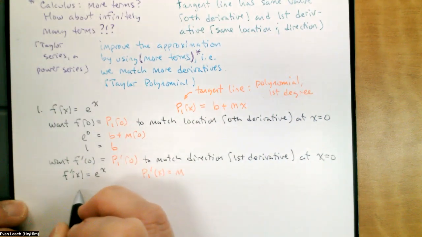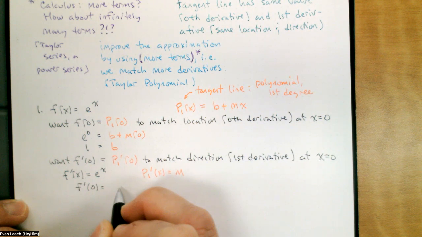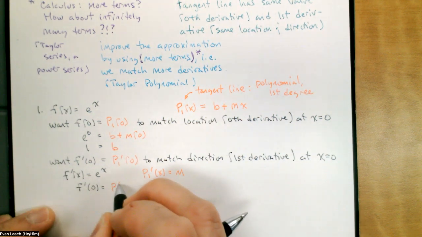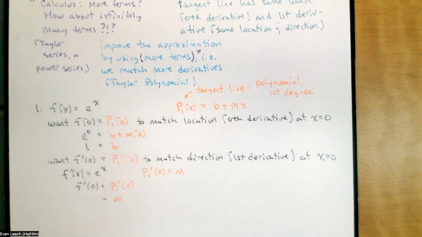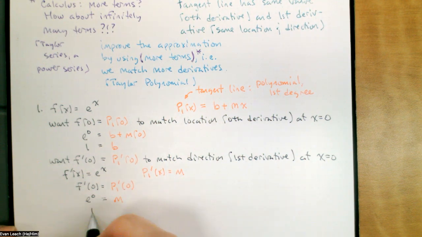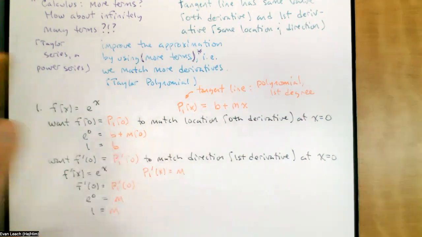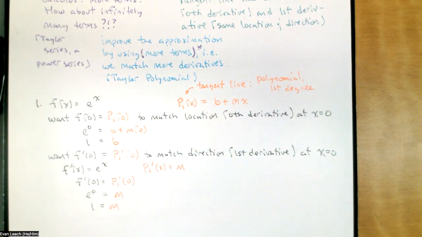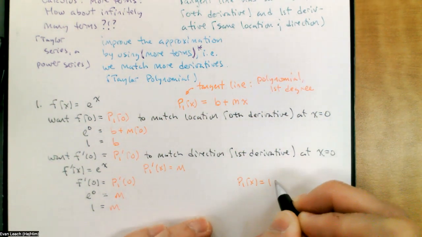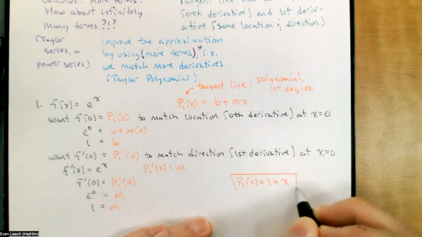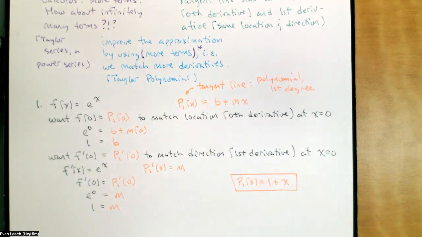I want f prime of 0 to equal p1 prime of 0. p1 prime of 0 is m, and f prime of 0 is e to the 0. So the equation of the tangent line p1 of x is 1 plus x. It's 1 plus 1x, or 1 plus x.